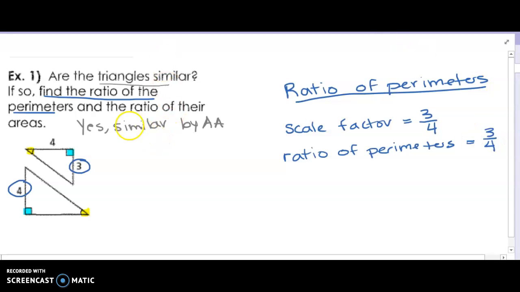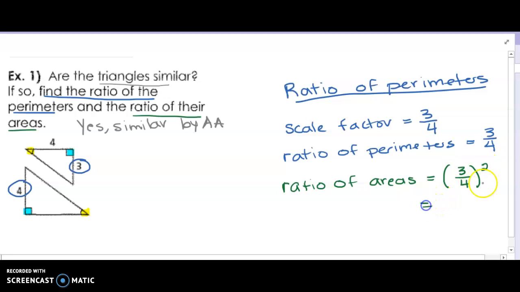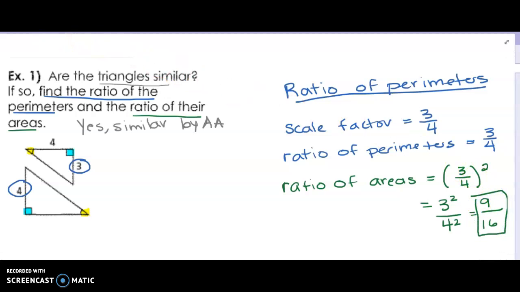Now, find the ratio of the areas. Remember, we have to square this. So we're going to take the ratio of the sides and we're going to square it. And when we do that, we square both the top and the bottom. So 3 squared is 3 times 3, which is 9. 4 squared is 4 times 4, which is 16. So the ratio of their areas is 9 over 16.